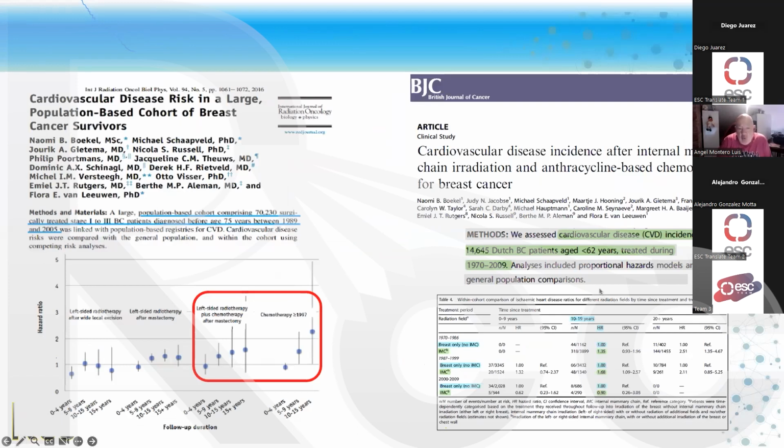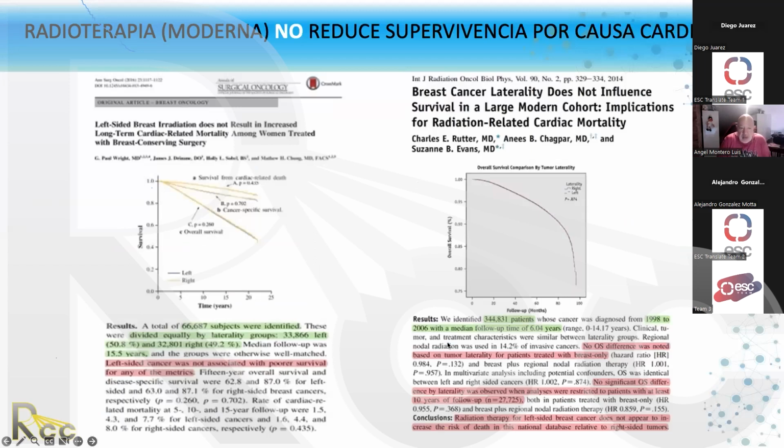But additionally, there are other factors that are playing a role and contributing to this. And one of the main factors is chemotherapy. When there is no chemotherapy, there is a risk of cardiotoxicity, of course, but it is triggered after the 2000s, when chemotherapy has a different role.